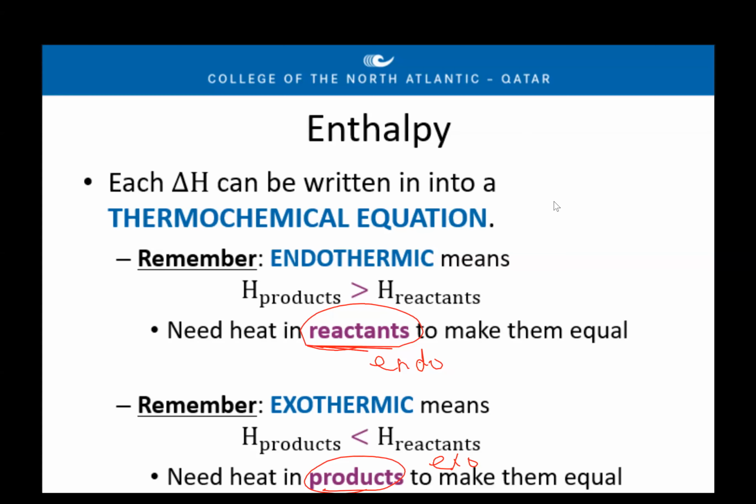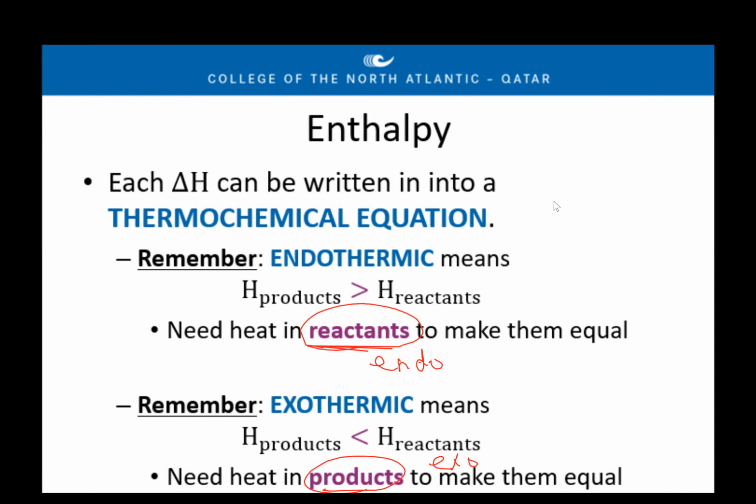I've only just started. So there are two ways to write thermochemical equations, and when you write the heat term, the energy term in a chemical reaction, if the energy term is a reactant, it's endothermic. If the energy term is a product, it's exothermic. And that should kind of make sense if you think about what those words mean.